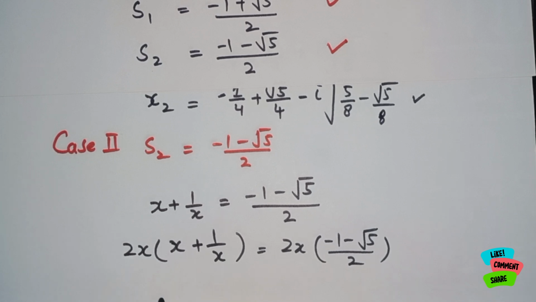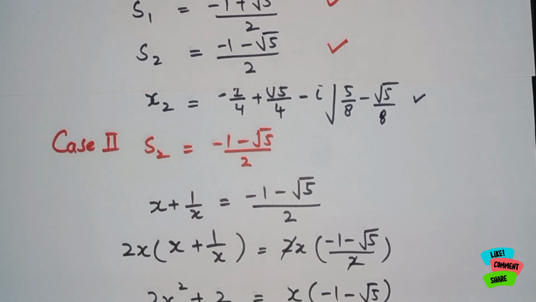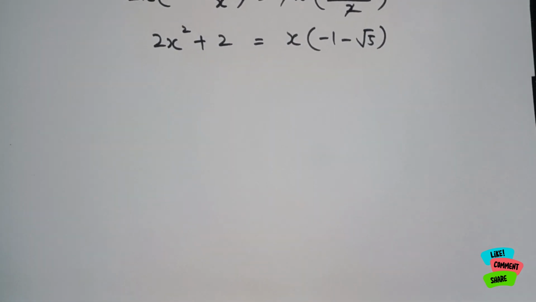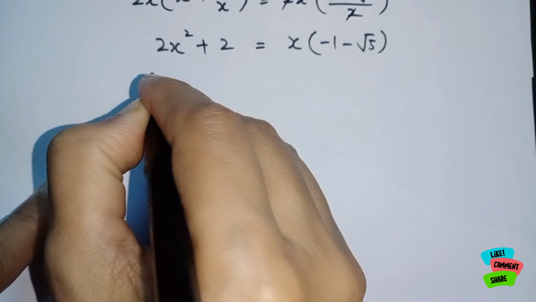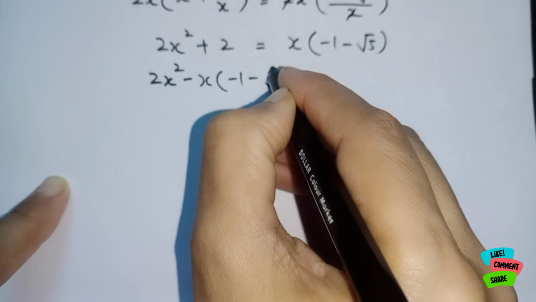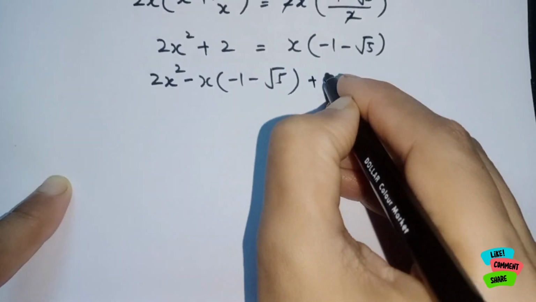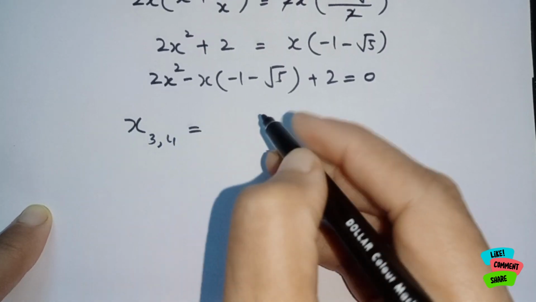So from here we will multiply, and we will get 2x square plus 2 is equal to, I'll write minus 1 minus square root 5. So from here we will bring x from right hand side to left hand side, and our expression will become 2x squared minus x minus 1 minus square root 5 plus 2. It is a quadratic equation, and we will find x third and fourth by using the quadratic formula.